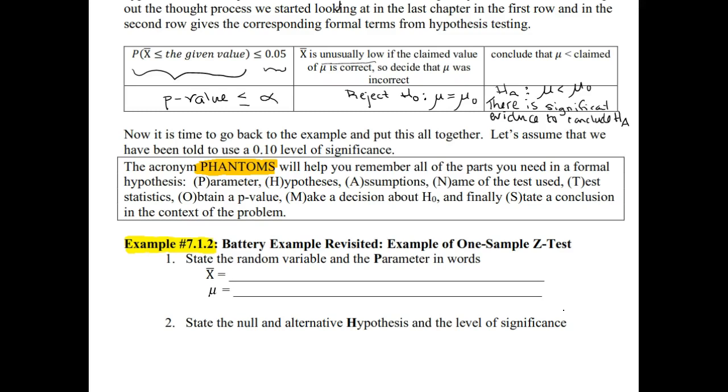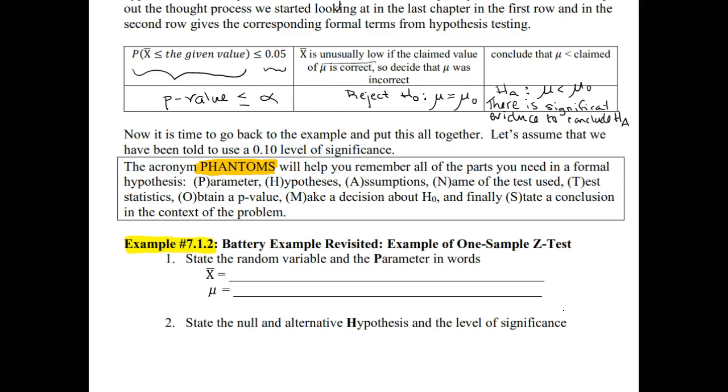So this acronym PHANTOMS will help you remember all the parts you need in a formal hypothesis test. Initially we need to know what parameter we're dealing with, so P for parameter. We're going to set up a pair of hypotheses, so H stands for your hypotheses. There are always some assumptions we have to check before we go ahead and use a normal CDF like we just used to compute the probability. Once those assumptions are met, we're going to name the test that we're going to use to compute that p-value. And then we're going to have a test statistic computed from the sample data.